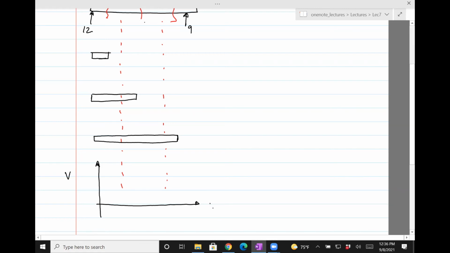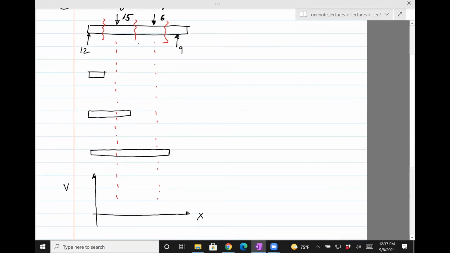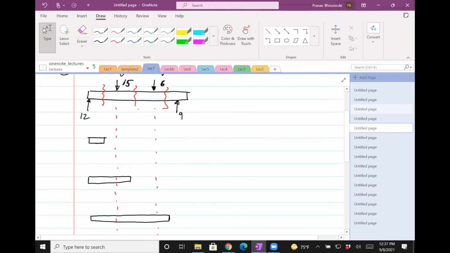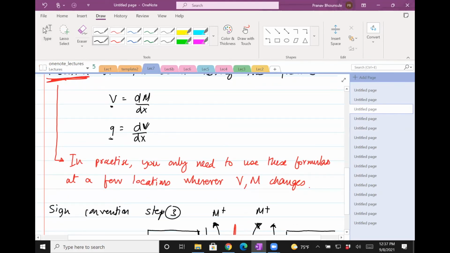So this is going to be my shear force as a function of x. As I said, what I need to do is write the shear force equation, V equals dM/dx. So I need to use this equation for shear force, and I need to use this equation for bending moment. I'll basically use the integrated form, which is dV/dx, dV equals q dx.